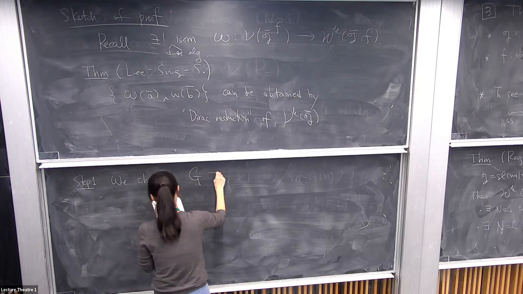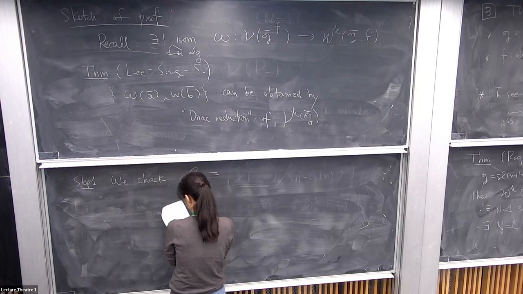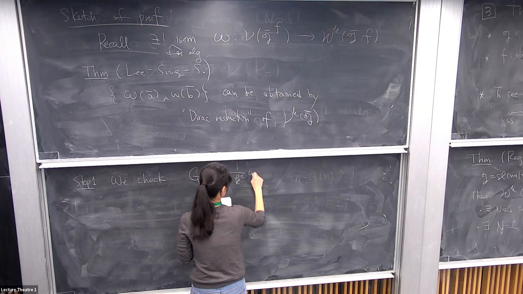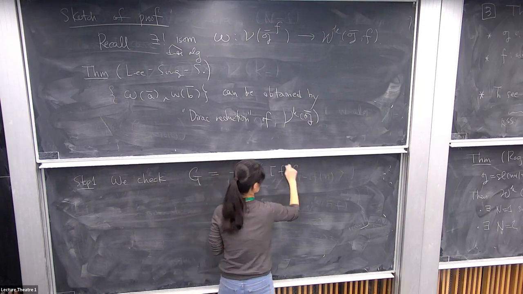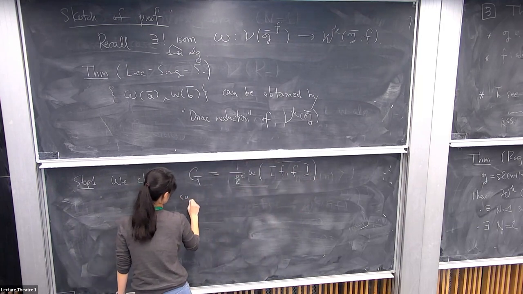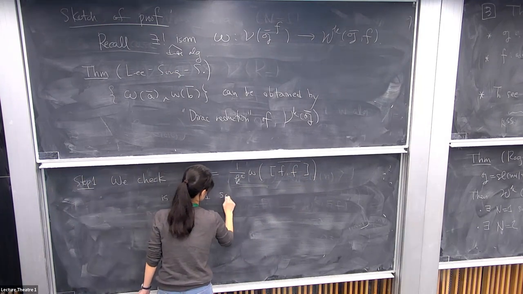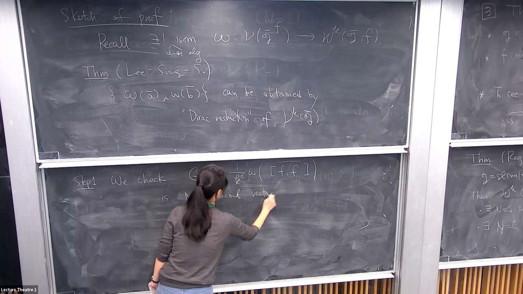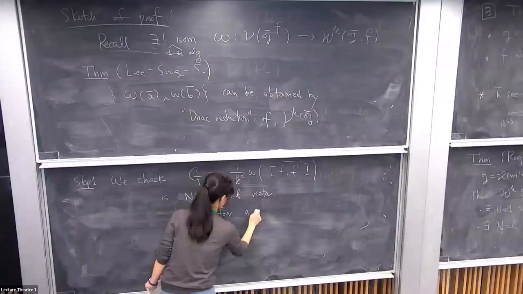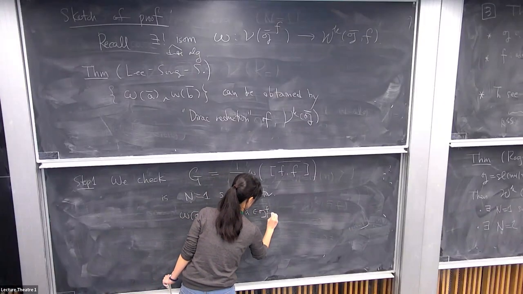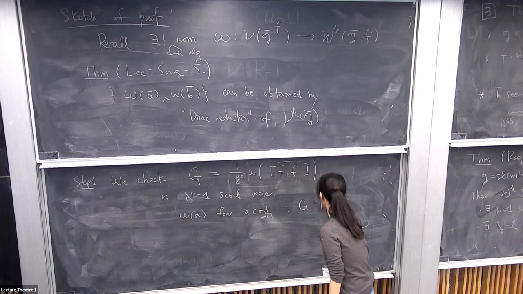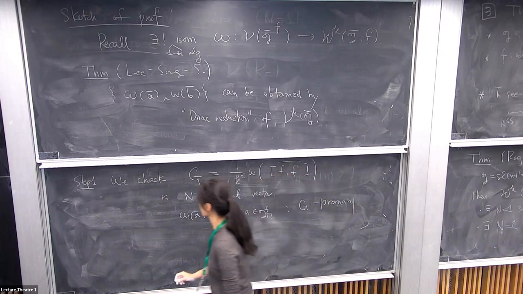So G is, where is G? G is 1 over k squared, the N=1 superconformal vector. And for homogeneous A in g^f, the image is all G-primary. This is by the lemma.